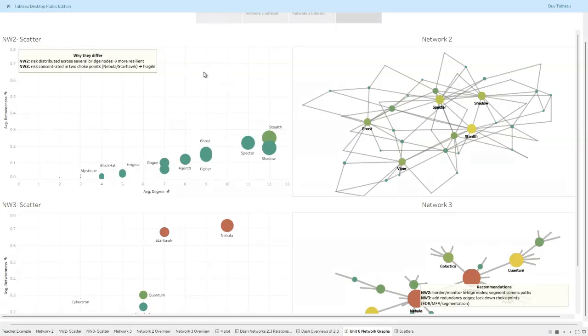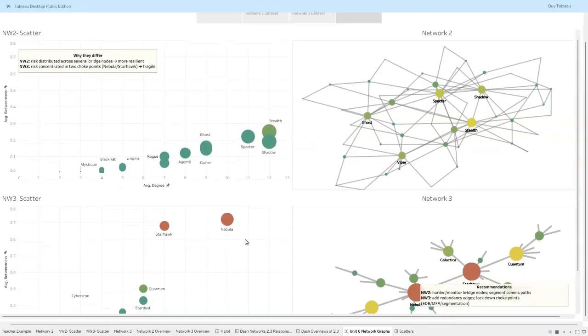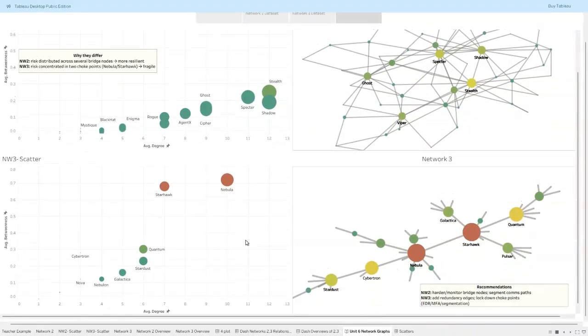Now here is the comparison. The key difference is risk distribution versus risk concentration. In Network 2, the scatter plot and the graph show multiple moderate to high bridge nodes. Risk is distributed, so the network is more resilient to a single failure.